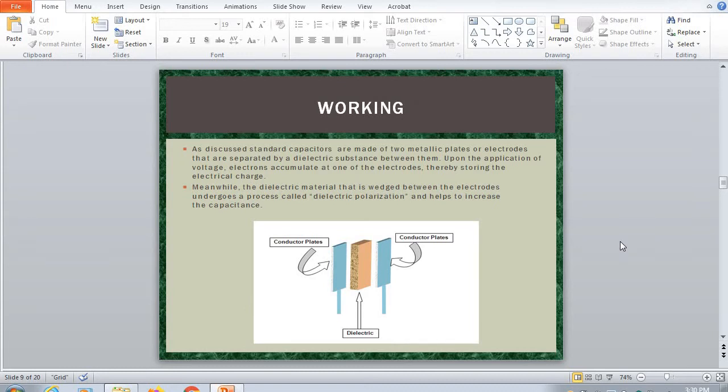As discussed, standard capacitors are made up of two metallic plates or electrodes that are separated by a dielectric substance between them. Upon application of voltage, electrons accumulate at one of the electrodes, thereby storing the electrical charge. Meanwhile, the dielectric material wedged between the electrodes undergoes a process called dielectric polarization, which helps to increase the capacitance. This can be seen from the figure.